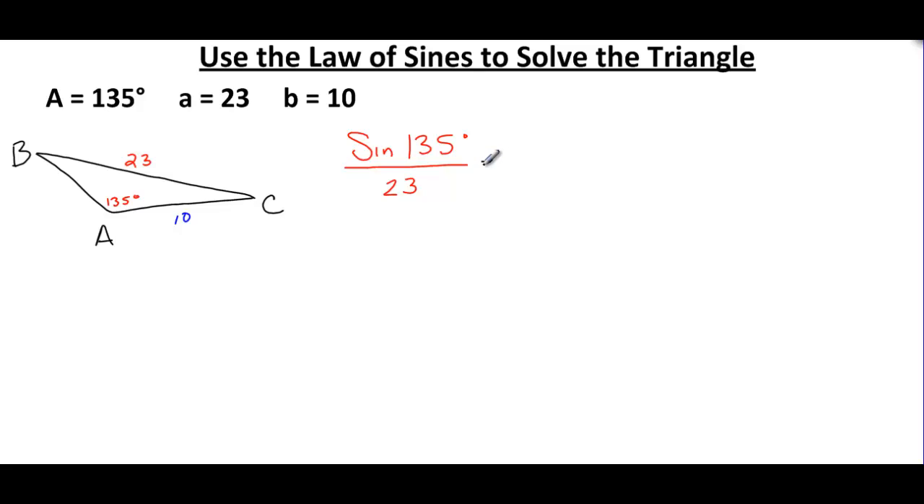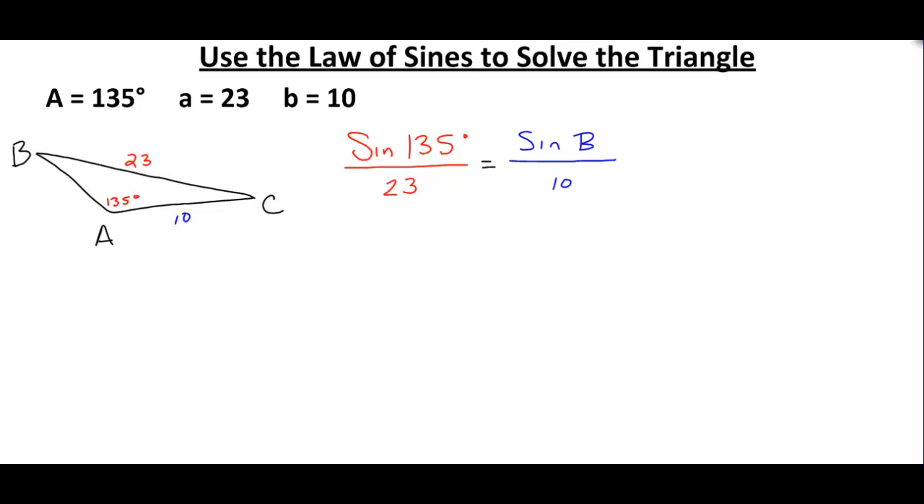Okay, I'm going to set that equal to another ratio. And which one do I know? Well, I know side B. So if I know side B, I can then find angle B. I don't know angle B, so I'm just going to write uppercase B. But I do know side B, which is 10. And since I only have one unknown here, I can cross multiply and solve.